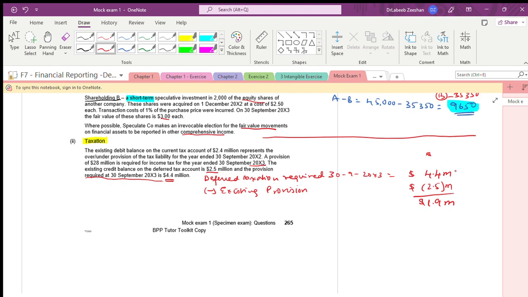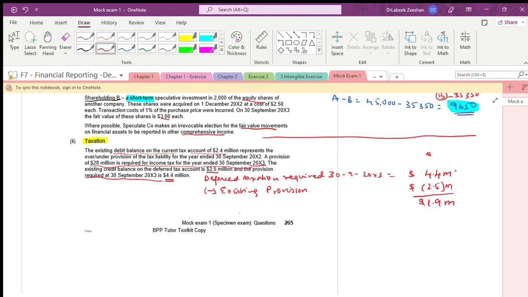A provision of 28 million is required for the year. A provision of 28 million required for the year means you have to add 28 million. Now, before that, there is an existing debit balance on the current tax account.